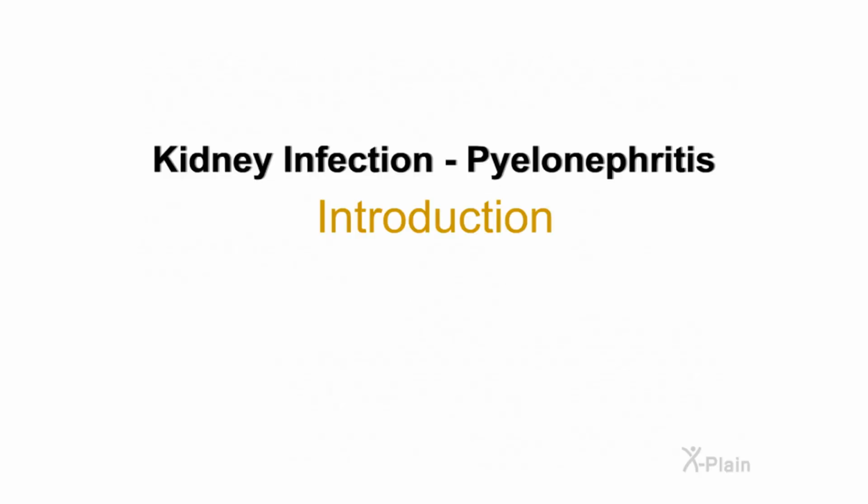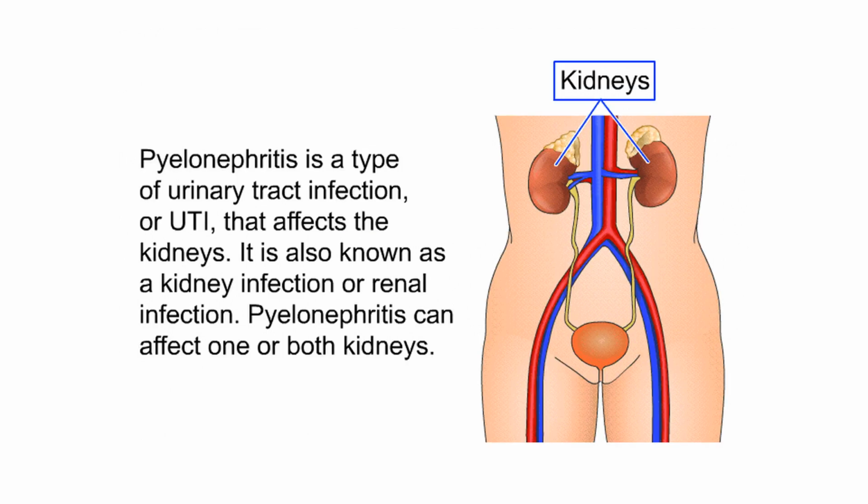Kidney infection. Pyelonephritis. Introduction. Pyelonephritis is a type of urinary tract infection, or UTI, that affects the kidneys. It is also known as a kidney infection or renal infection. Pyelonephritis can affect one or both kidneys.